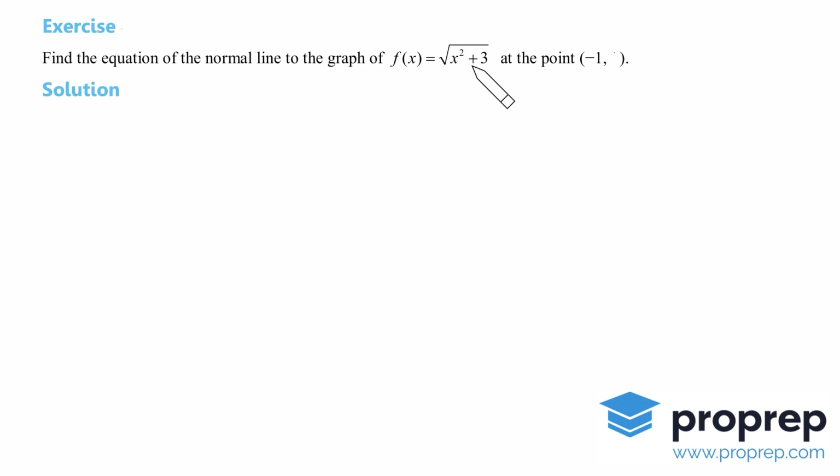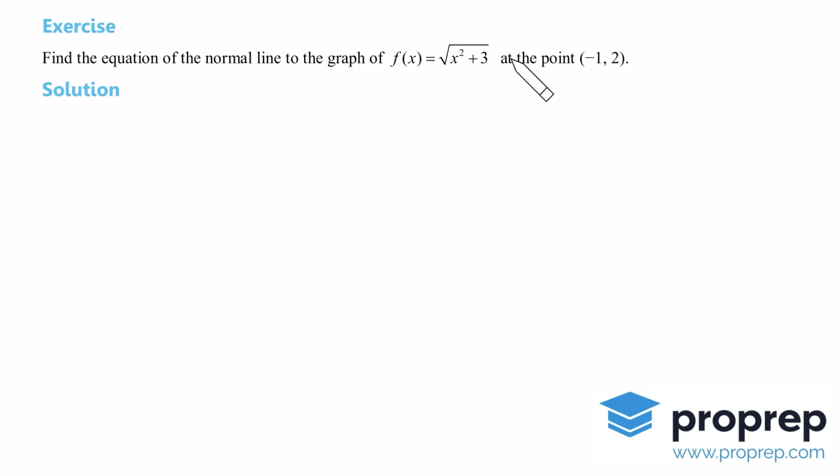Note that f is defined everywhere because x squared plus 3 is always positive, so no problem with the square root. And when x is minus 1, squared is 1, plus 3 is 4, square root of 4 is 2.